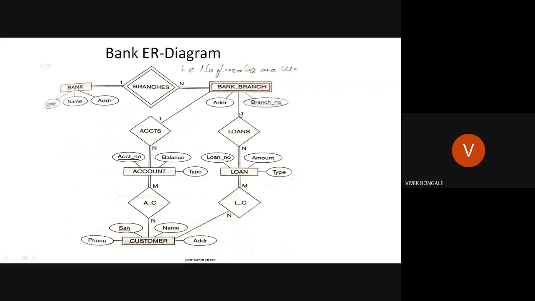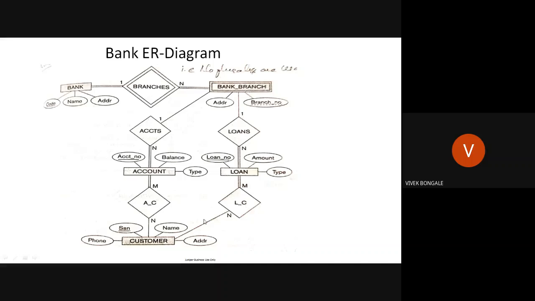Then bank branch loans: a customer will take a loan from this bank branch. The relationship name here is loan. One bank branch may provide n number of loans, many loans. For the loans, we have taken attributes like loan number, amount, and type. The 1 and n show the type of participation: one is to n relationship.